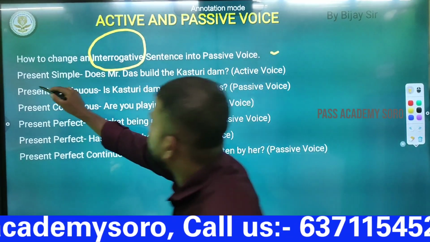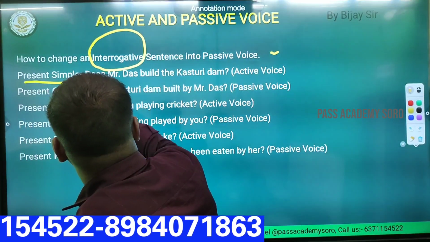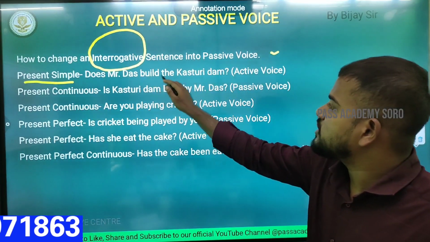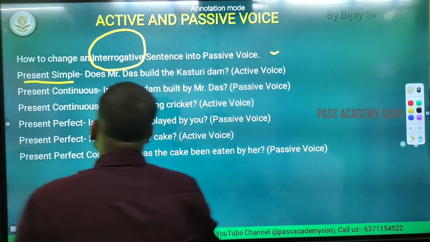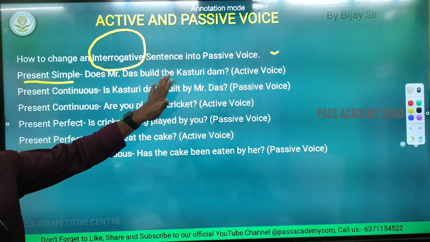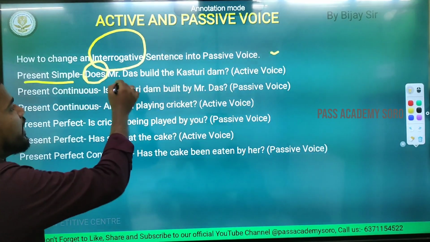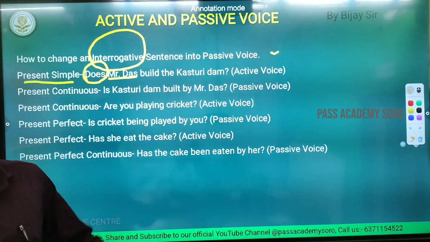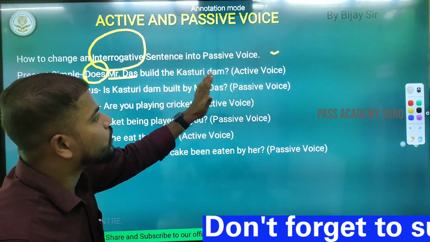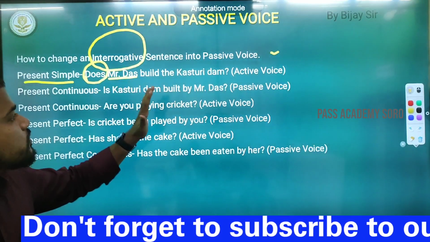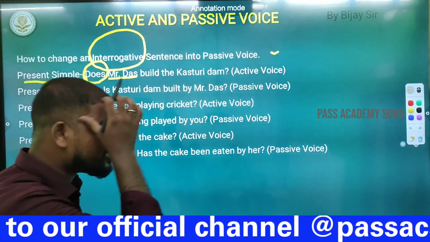Our first example, dear students, is present simple. The sentence is, does Mr. Das build the Kasturi Dam? It is in active voice, dear students. Look at the helping verb here. As it is in interrogative form, it starts with the helping verb, that is does, and Mr. Das is the third person. So we use does there. So, does Mr. Das build the Kasturi Dam? So it is in active voice, dear students.